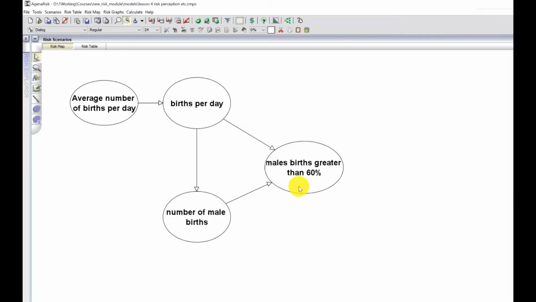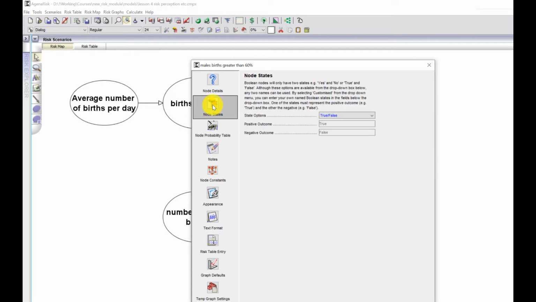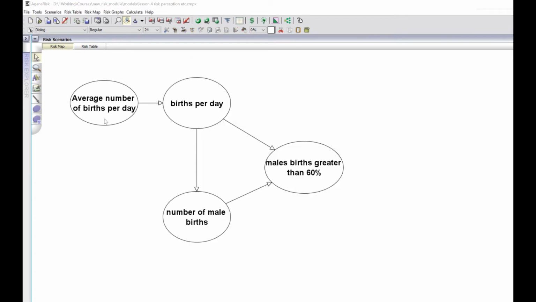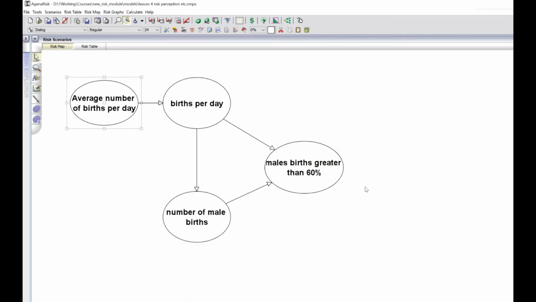This node, which is asking the question, is male births greater than 60%, is simply a Boolean node, whose states are true or false. We're going to want to input the average number of births per day for different hospitals. So let's just see how this is defined. Its node probability table is defined simply as a uniform distribution. I've put the upper bound 100 here, I could have put anything. So we'll be able to put in any particular observation like 45 or 15 for the two hospitals, but we could put in any value between 0 and the upper bound that I chose there.